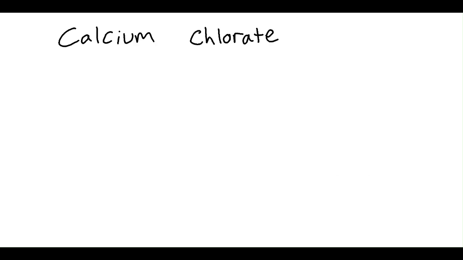Let's do another example. So calcium, just as before, is going to lose 2 electrons and become calcium 2+, and we know chlorate is ClO3-, and we have to find a ratio that gives us a neutral charge. The easiest way to make that work is take 1 calcium, and this time we are going to take 2 chlorates.